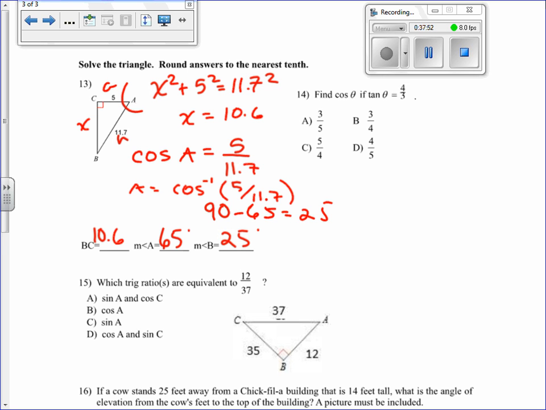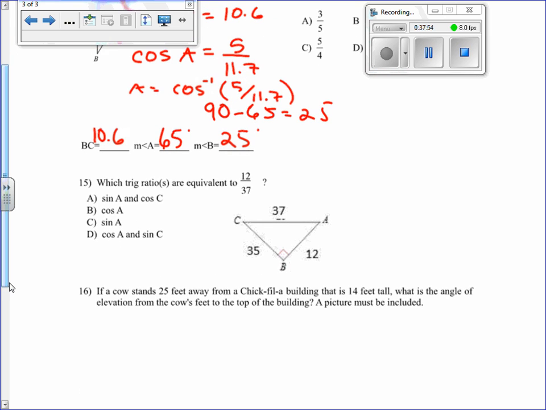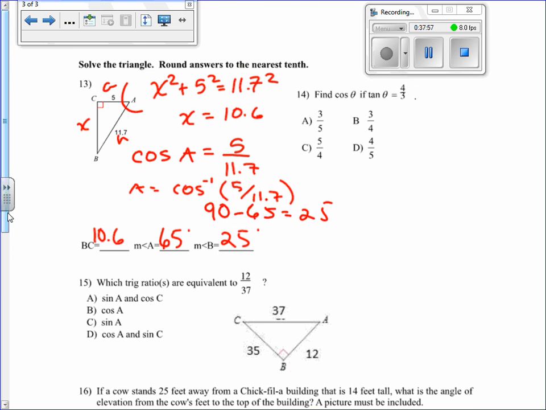Alright, let's keep moving. Number 14. Find the cosine of theta if the tangent of theta equals 4 over 3. So what I did for this one, okay, so I just picked an angle and I called this theta. So this is theta, this would have to be 4, this would have to be 3, because tangent is opposite over adjacent, right? So then, this was one of those special triangles, but you could do the Pythagorean theorem to find this.